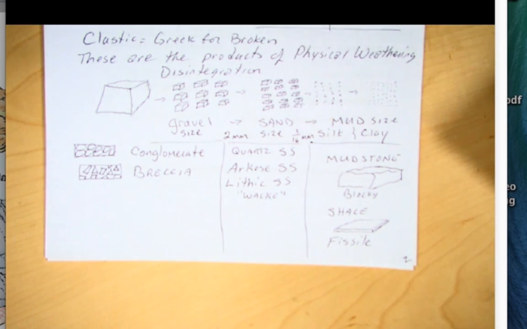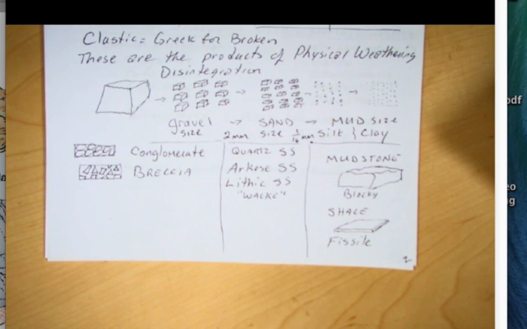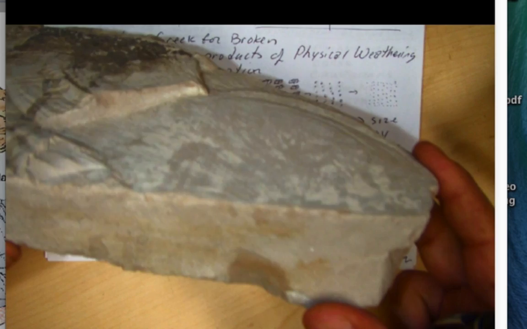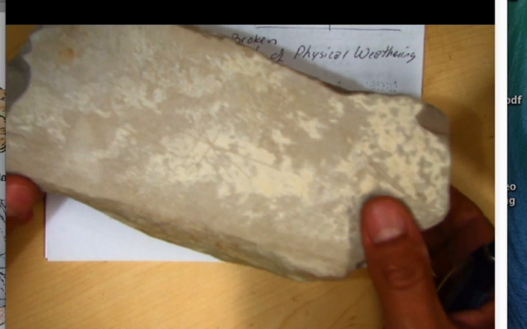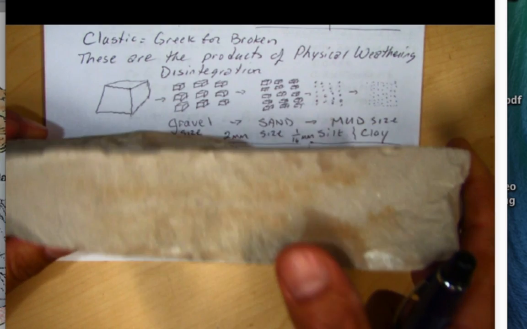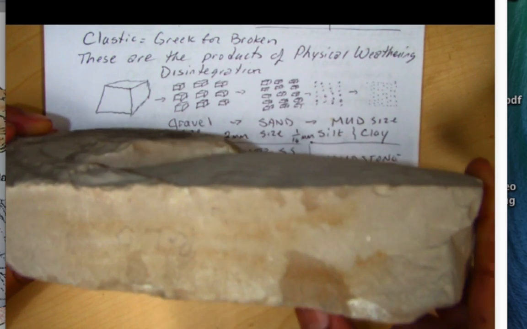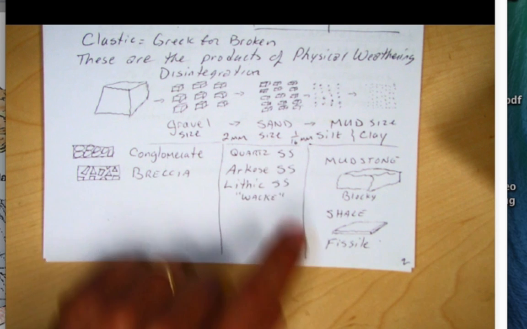And I want you to contrast that with a blocky mudstone. Here's a block of mudstone, again very fine grained. You really can't see any particles in here, something less than 1/16 of a millimeter.